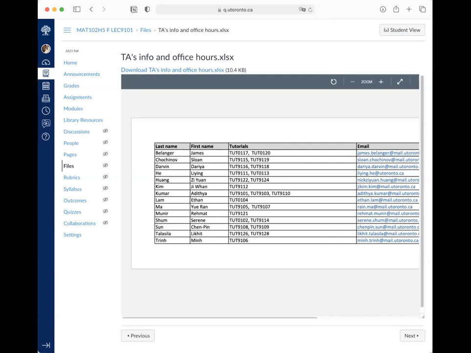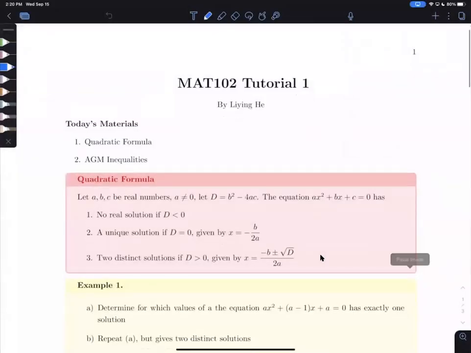So does everyone have a copy of the worksheet? Anyone does not? You don't? Okay, can someone send the worksheet in the chat? Just give me a second. Okay, thank you. There we go. So that's the tutorial worksheet we will do.